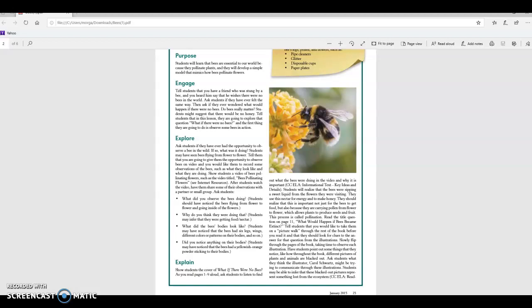For the explain portion of the lesson plan, we're going to start reading What If There Were No Bees. We're going to read pages 1 through 9, and then we're going to stop. Once we get to the page where it says what would happen if bees became extinct, we're going to stop and do a picture walkthrough for the rest of the book. We're going to have the students point out the things that they notice for the remainder of the book, and then we'll circle back around to page 11 and read the rest of the book out loud.